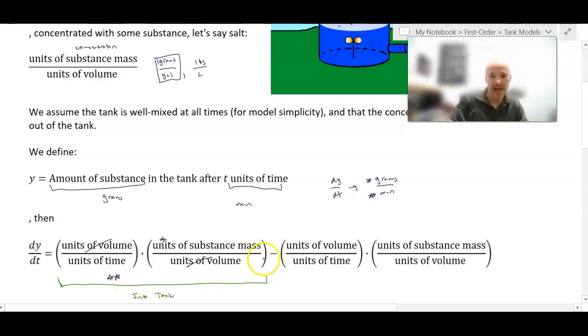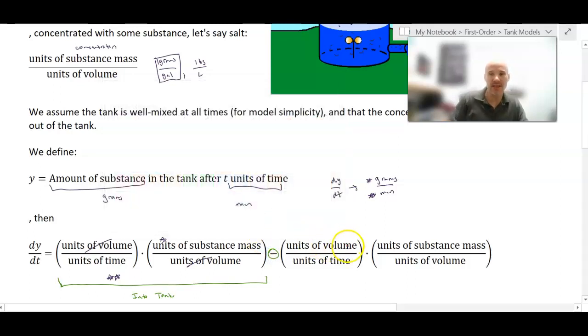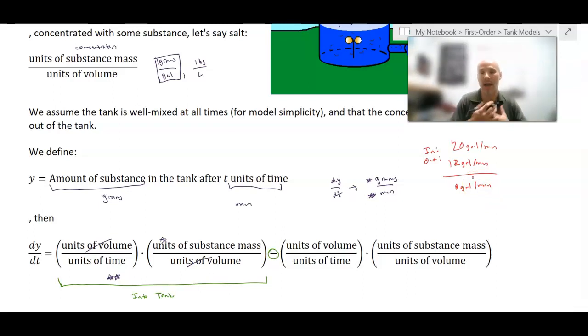And then we're going to subtract away what is going out, right? So it's sort of like if you're filling up your tub at, let's say, 20 gallons per minute, and you're draining at a rate of, let's say, 12 gallons per minute, well, that means your tub is filling up at a rate of 8 gallons every minute, right? Because you put in 20, you only take out 12, means you're getting 8 more than you had in the previous minute. So again, here in the rate out, units of volume cancel out.